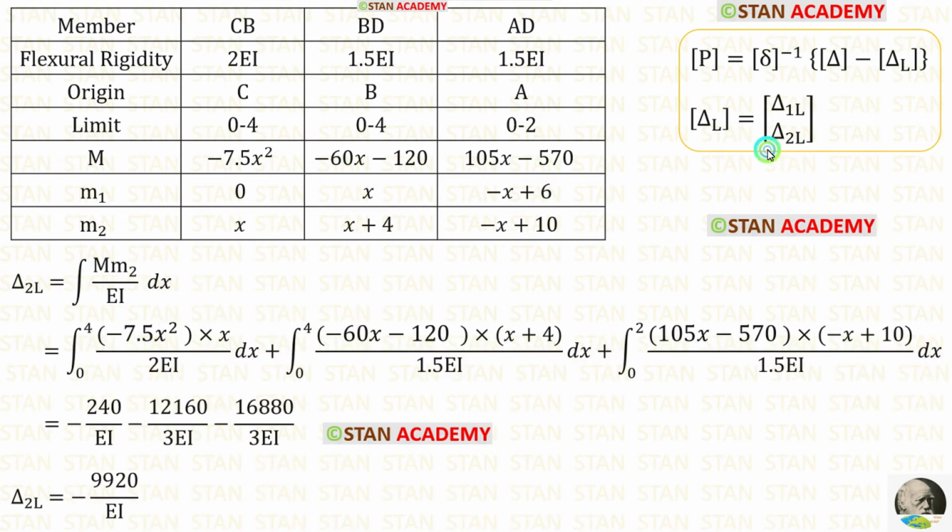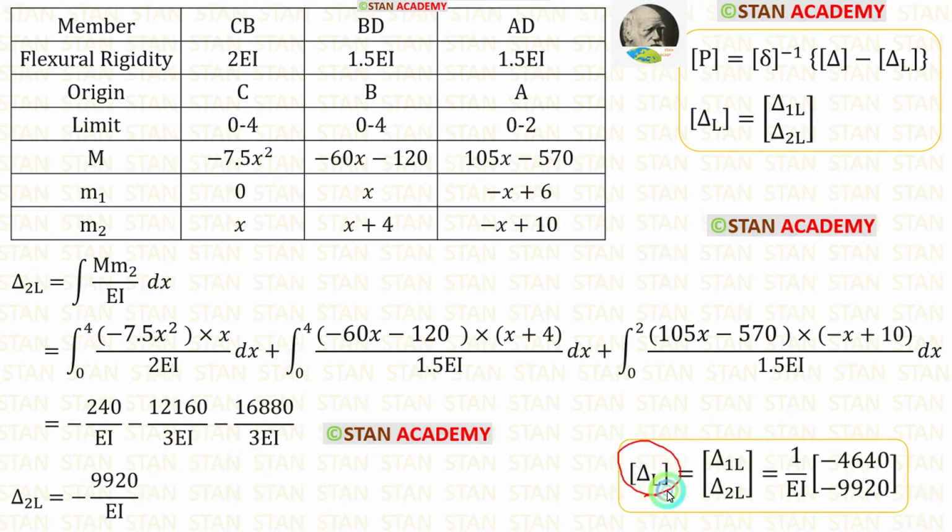Now let us find delta 2L. The formula is integration of m2 upon EI dx. For CB, the flexural rigidity is 2EI. So instead of EI, we have to apply 2EI. The limits are 0 to 4. Let us apply the values in CB, then BD, then in AD. Then we can make the integrations, and then we have to add these three values. After adding, we are getting delta 2L.